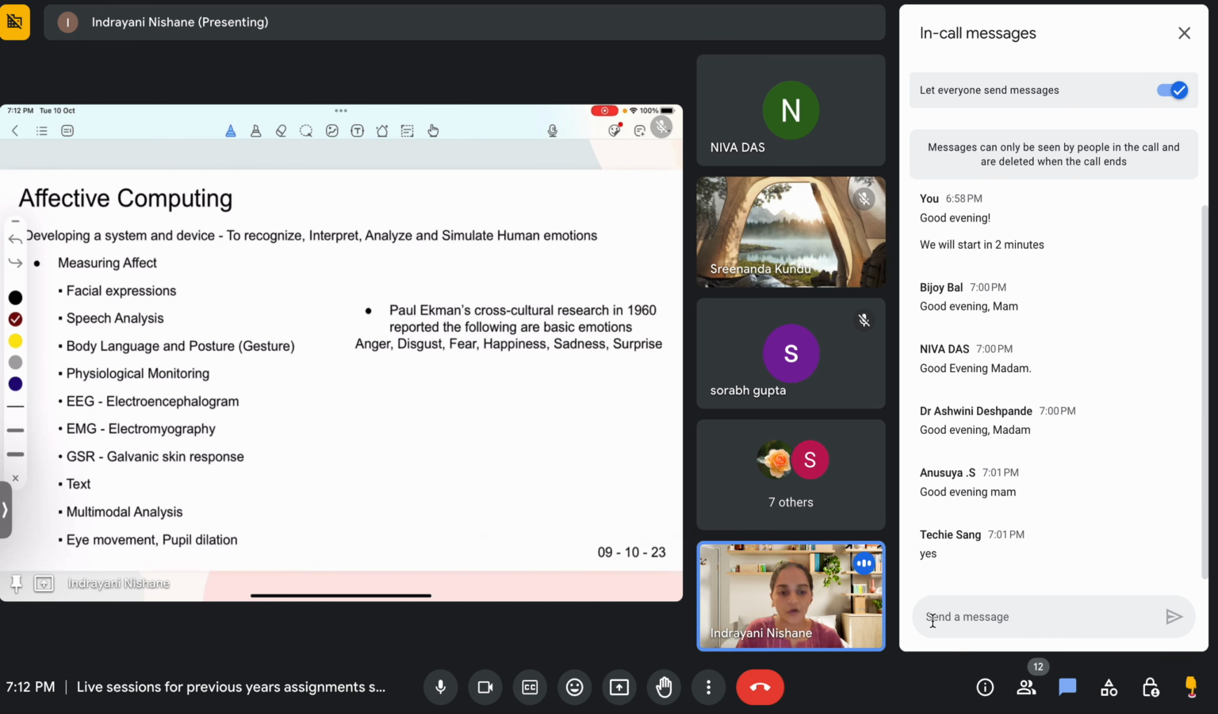Now another important point to note here is that Dr. Paul Ekman conducted cross-cultural research in 1960, where he thought there has to be some universal way to show emotions.